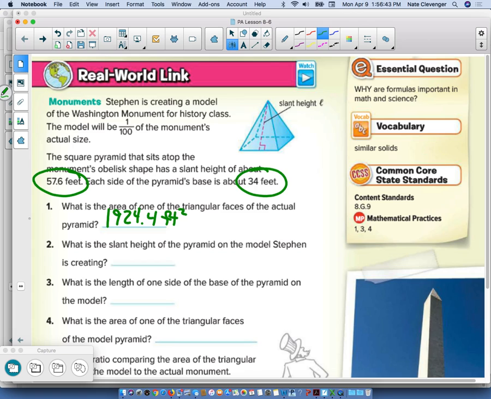Now, what's the next question say here? What is the slant height of the pyramid on the model going to be? So we know that the slant height of the original is right here, 57.6. The model is going to be 1/100th of that. So how would we find what the model length should be? Divided by 100. Multiplied by what? What did you say, Alex?